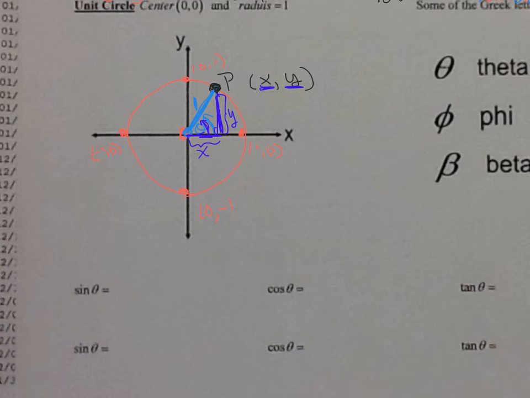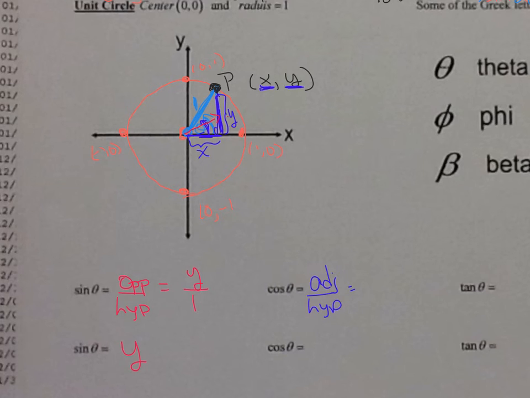All right, so now using our right triangle trigonometry that we just talked about above, I know sine, remember sine is opposite over the hypotenuse. So I want sine of theta. So which side is opposite theta? Opposite theta is Y, over the hypotenuse, which is 1. So that means my sine theta is equal to Y over 1. So therefore, sine is equal to my Y value. All right, now let's do cosine. Cosine is adjacent over hypotenuse.